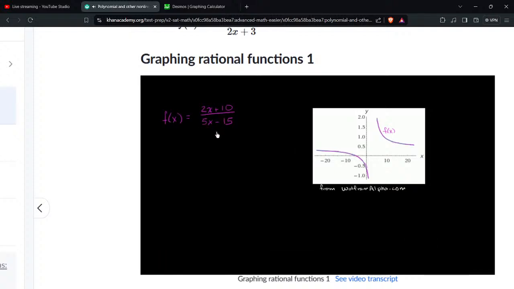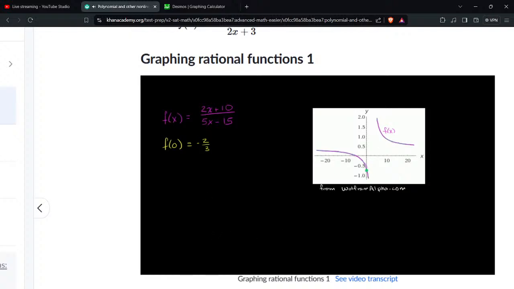So there's a couple of ways to do this. First, you might just want to pick out any numbers that are really easy to calculate. So for example, what happens when x is equal to 0? So we could say f of 0 is going to be equal to, well, all the x terms are going to be 0, so you're going to be left with 10 over negative 15, which is negative 10 fifteenths, which is negative 2 thirds. So you could plot that when x equals 0, f of x is negative 2 thirds. And we see that point right over there.